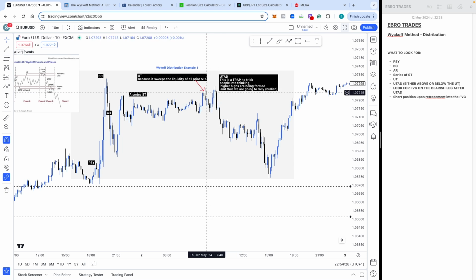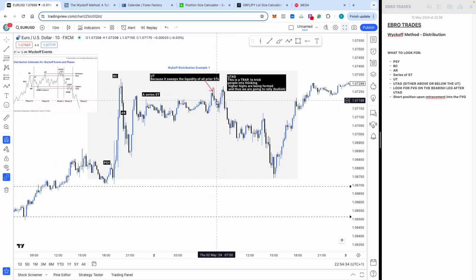This is our UT. All I'm doing now is I'm looking for signs of weakness, signs that we're going bearish. And in this case, we can see that bearish structure is now forming. We're forming lower lows and lower highs. So I see this lower low, I see another lower low. For me, I'm not even waiting for a retracement into an FVG, even though we can see that multiple fair value gaps are also being formed.